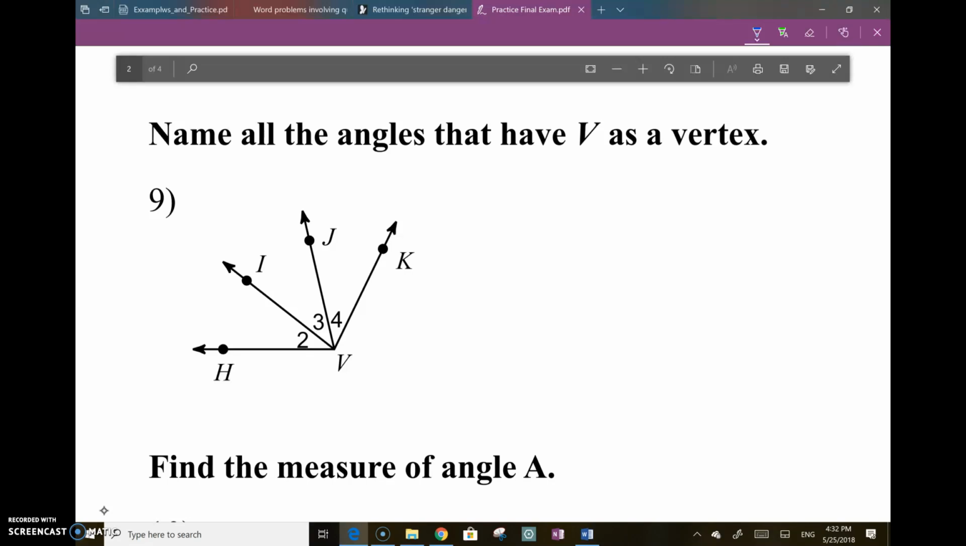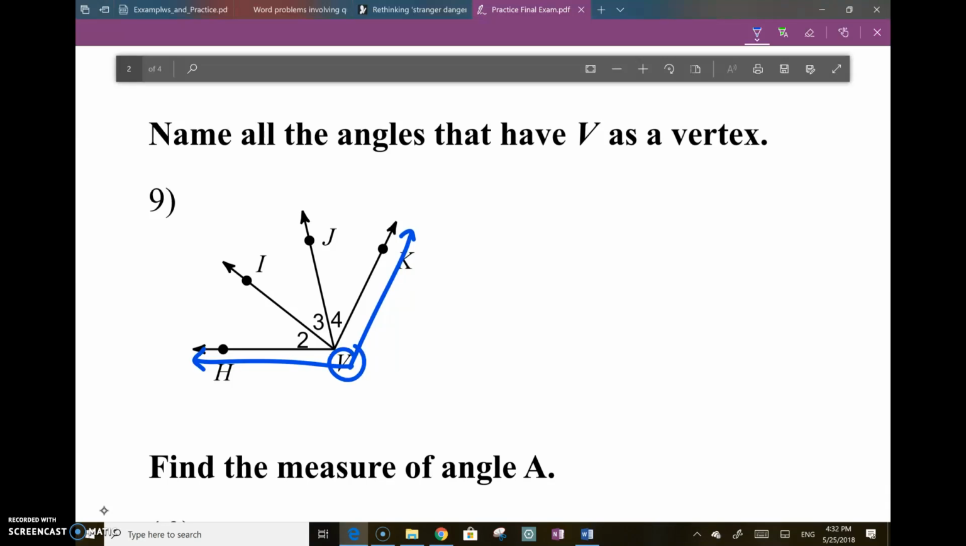So in this case, we have an angle that is divided into several other angles, and they're named both numerically and with points along the rays. So we have to account for all of that. When we name the angle, we have to be sure to name it in all the ways that you possibly can. So I'm going to start with the largest one, which is this one here.